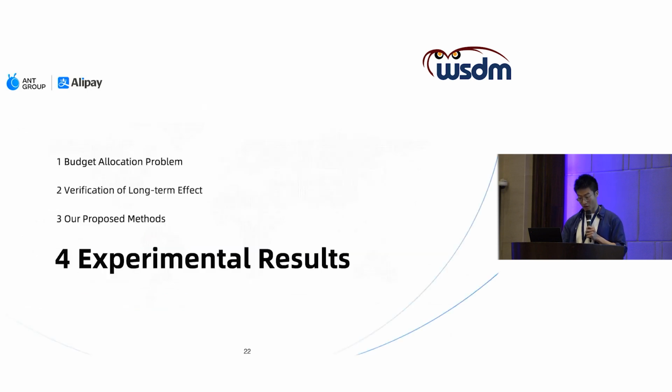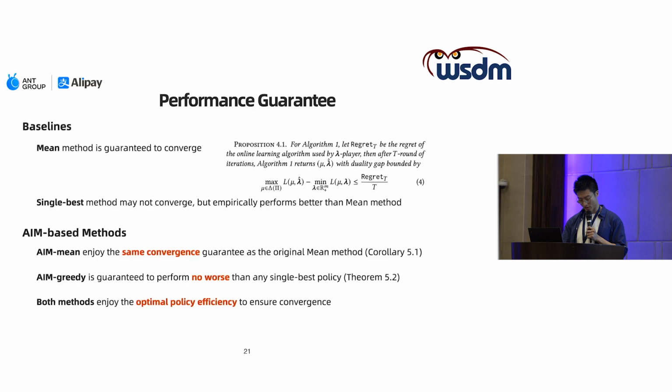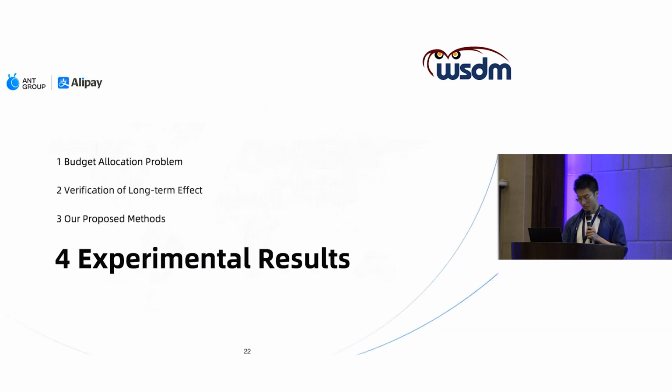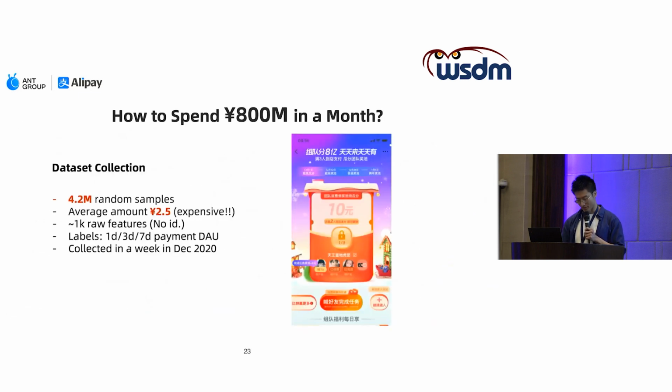So we come back to this question: to spend 800 million in a month, how would you do that? Here we discuss our practice and the empirical results.